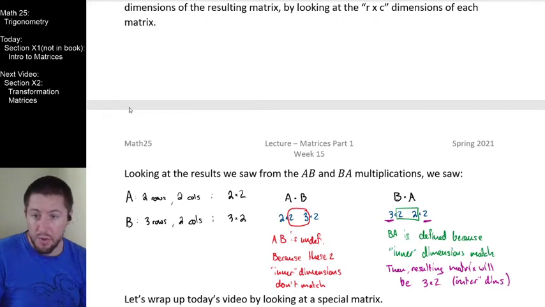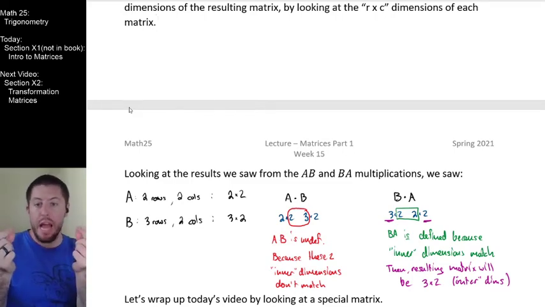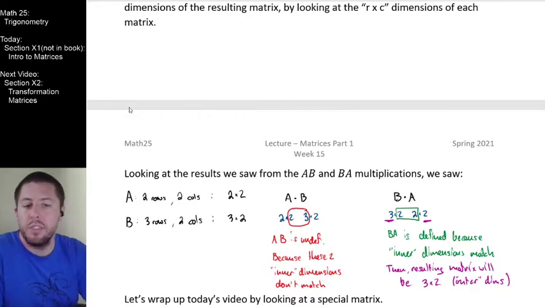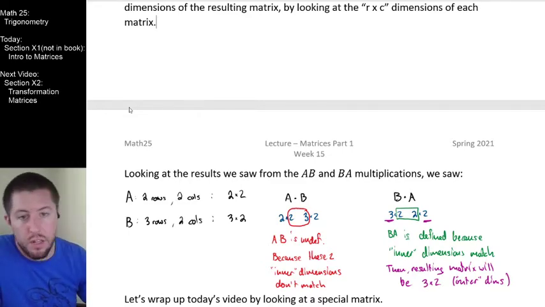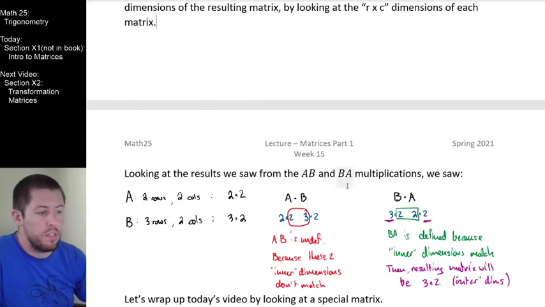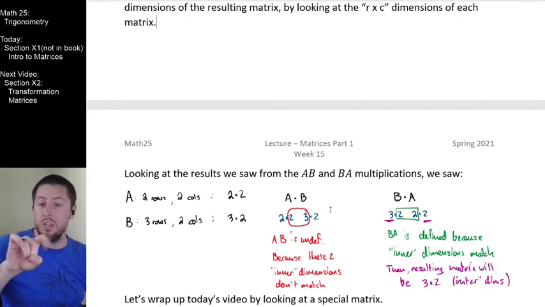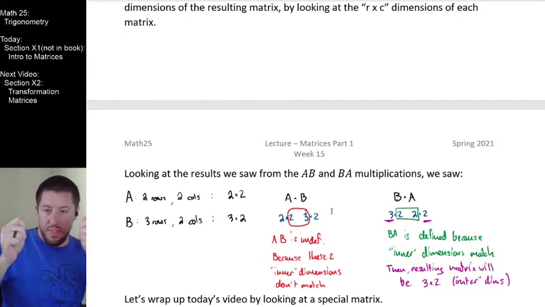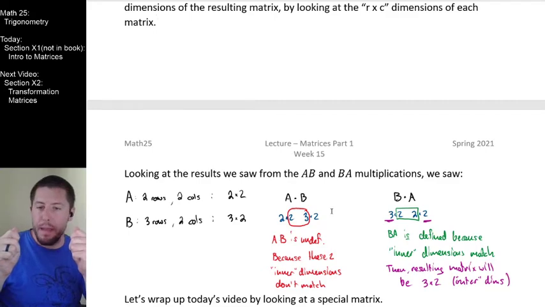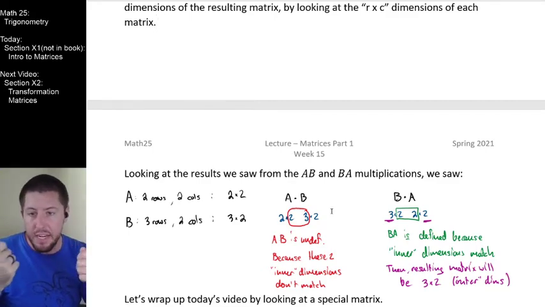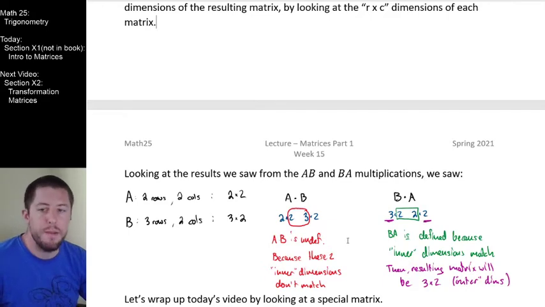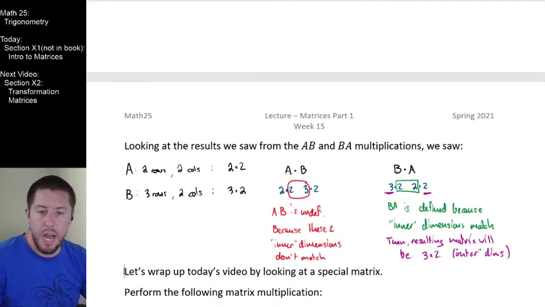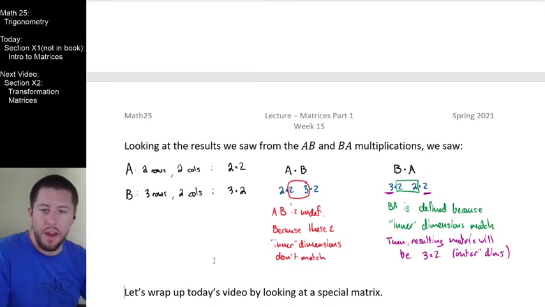What's the dimension of the resulting matrix? You can just grab the outer two dimensions and put those together, and that's what it's going to end up being right there. So it's really easy to tell once you see the little trick that's associated with it, right? So inner two matching determines if it's defined. The outer two are the dimensions of the resulting matrix if it is defined. So that's where that 3 and that 2 come from there. So kind of weird, but not too terribly difficult to follow that rule.